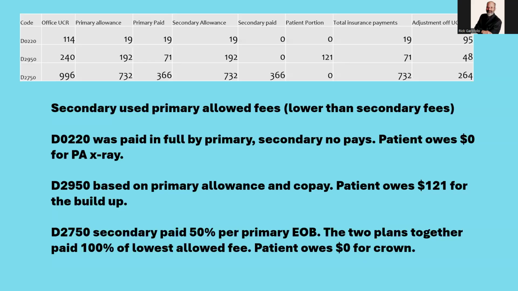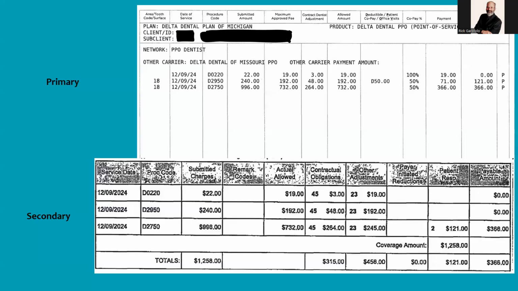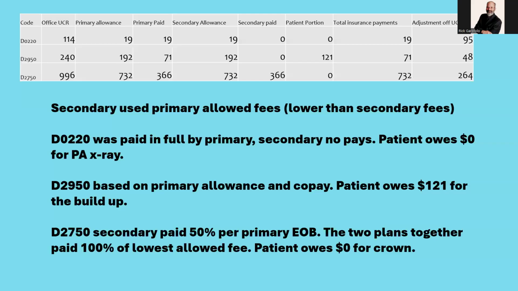So now we have the primary allowed 19, paid 19. Secondary allowance was 19 and paid 0. $19 total insurance payment for that PA, and my $95 adjustment, because my fee is $114. Was that $114? Somebody messed that slide up. It was $22. So really it's a $3 adjustment. Somebody messed up that slide. Don't pay attention to that line.